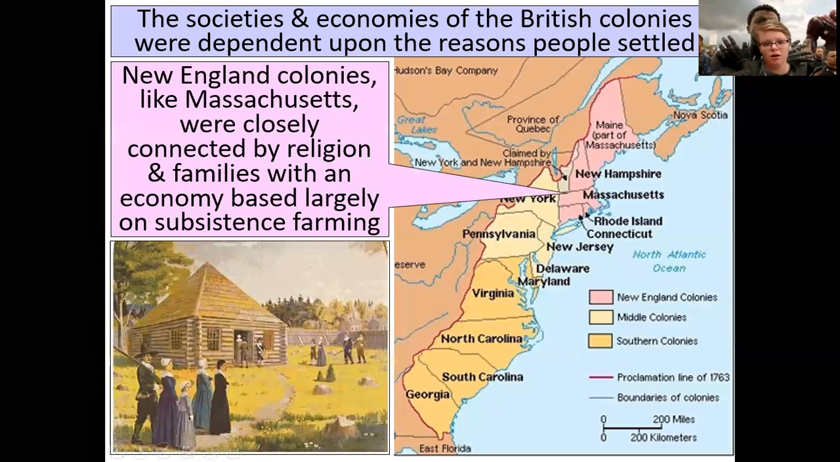All right. New England colonies like Massachusetts are going to be closely connected by religion and families with an economy based largely on subsistence farming. So these are families. These are people coming for religious freedom, and these are going to be the more peaceful, I guess, societies. Most people who came to the southern colonies were young men who didn't have families, who were looking to make some money. Most people who came up here were religious families.